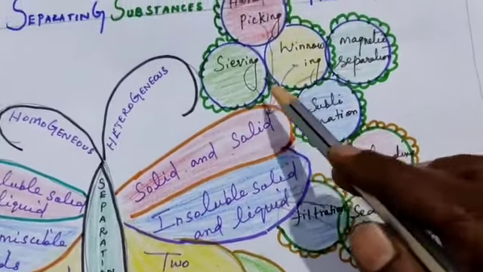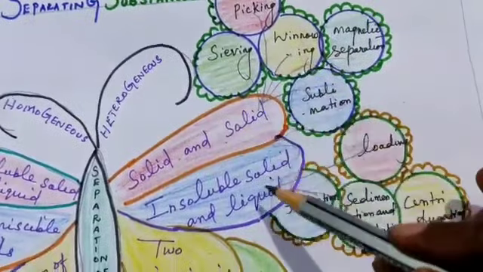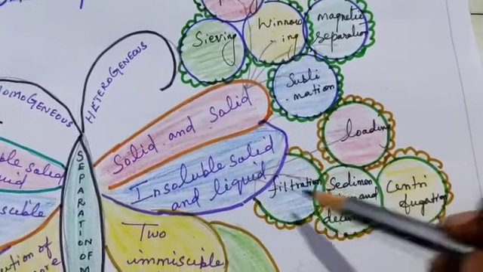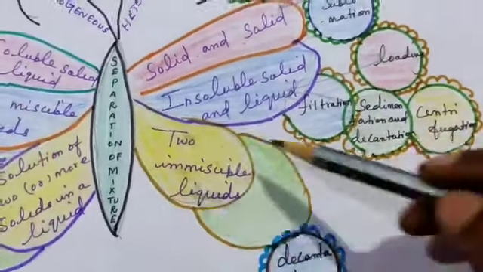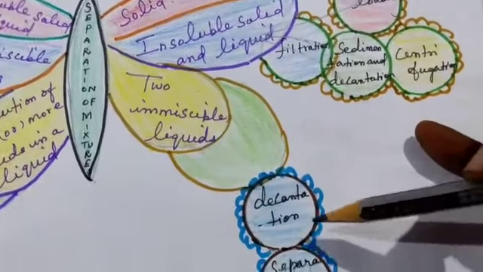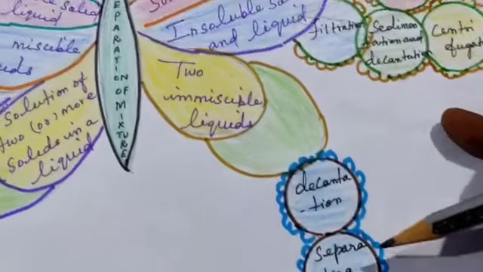Solid and solid means hand picking, sieving, like that. Insoluble solid and liquid means filtration, sedimentation, decantation, centrifugation. Two immiscible liquids means decantation, separating funnel, children.